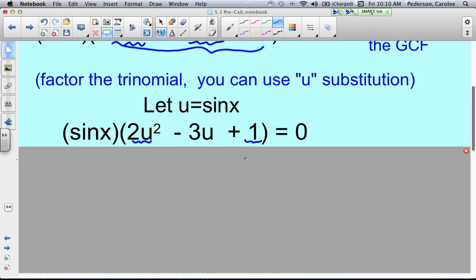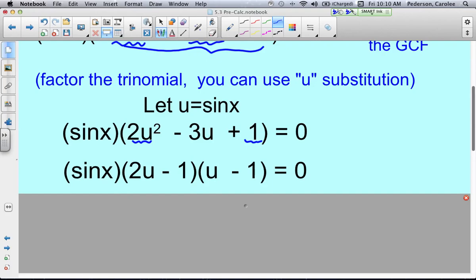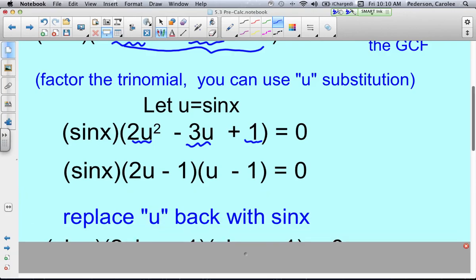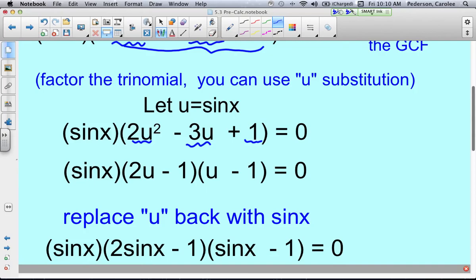So you could play with it a little bit and put the parentheses in there with 2u and u, and then you need to have a positive 1, 1 or negative 1, negative 1. And we want it to combine back together when we FOIL it into negative 3u. Now we have it factored. So now you just replace those u's back with what u represents, which is sine of x. Give you some time to catch up there.